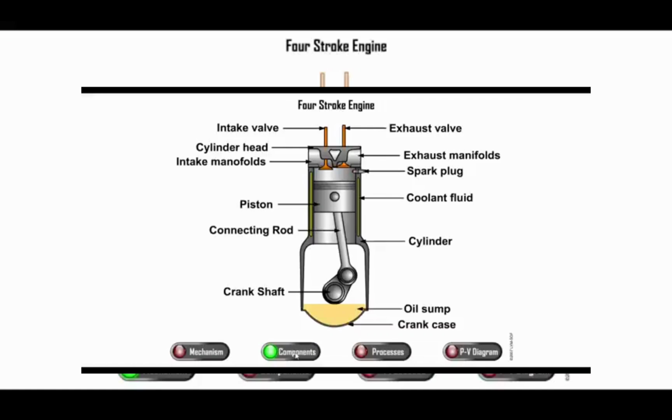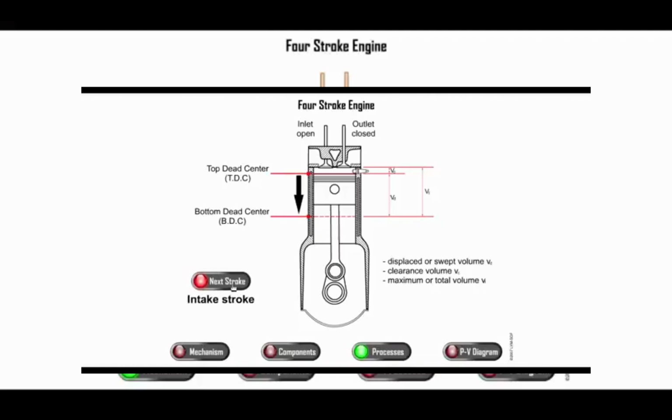These are the main components of the engine, just a review so that you can remember the main parts. The piston moves between the top dead center and the bottom dead center. The volume between the top dead center and the bottom dead center is called the displacement volume. Okay? And the volume that is between the top dead center and the cylinder head is the clearance volume. Okay?